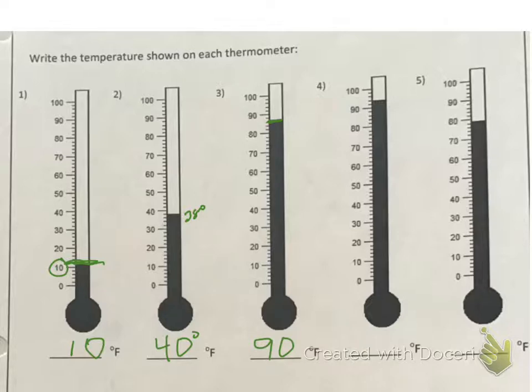What about this next one? So here my line is between the 90 and 100, but it's closer to the 90. So we would say this is also about 90 degrees Fahrenheit. Okay, and on my last one, my line is between the 70 and the 80, but it's closer to the 80. So we would say that this is about 80 degrees Fahrenheit. Okay.